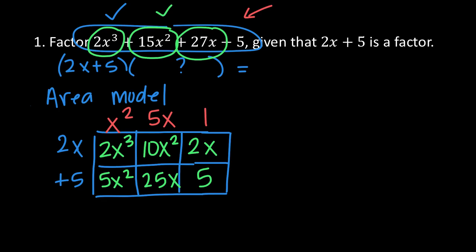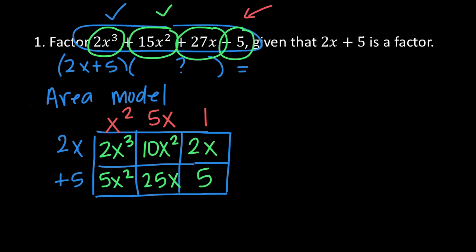And I'm just double checking all my terms. I have the 2x cubed right here, and then my original has a 2x cubed. So that's perfect. There is 5x squared and 10x squared, so I have the 15x squared. There's a 25x and a 2x. That's 27x. And there's this 5 at the end. And that was a plus 5. I covered up the plus sign. There's a positive 5 at the end, and I got a positive 5 in the box.